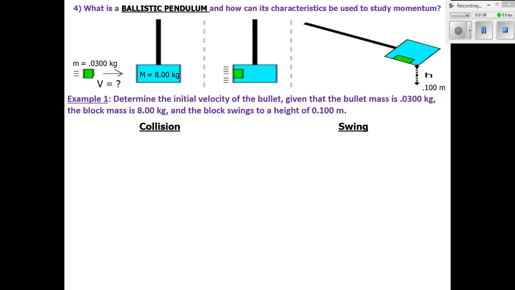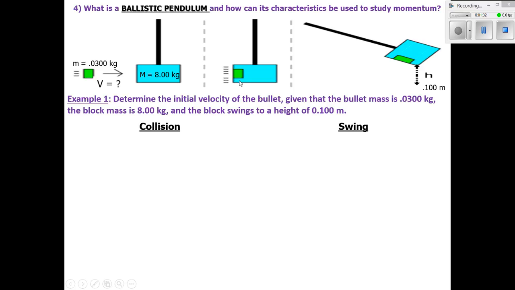So we've used our ballistic pendulum, and we have measured that the height that this block rises is 0.1 meters. How are we going to calculate this initial velocity? What we need to recognize is that there are two phases of the motion. There is a collision phase and a swing phase. Let's first consider the collision of the bullet with the block. During that collision, the bullet becomes embedded in the block.